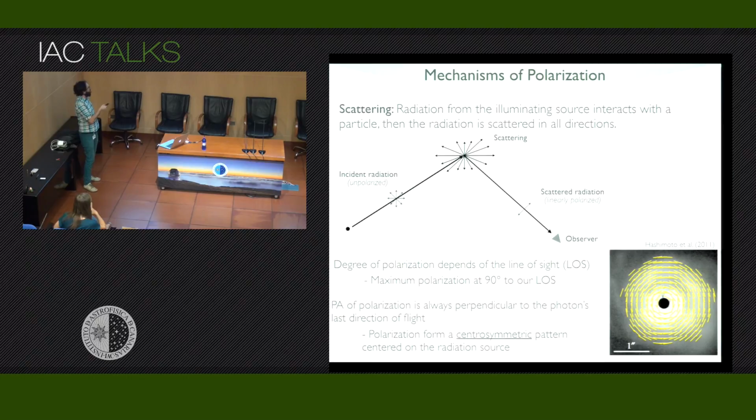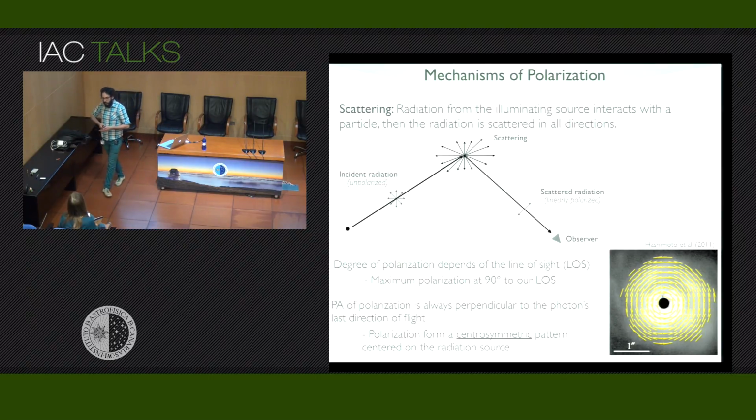So for example, here I have a protoplanetary disk face-on. We have the source here, illuminating in all directions, and we are seeing this perpendicular to the screen. What we see is this centrosymmetric pattern with some degree of polarization depending on the properties of the dust or electrons, and then the PA of polarization will always be perpendicular to the last direction of flight.